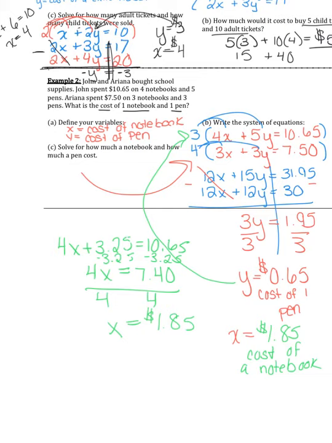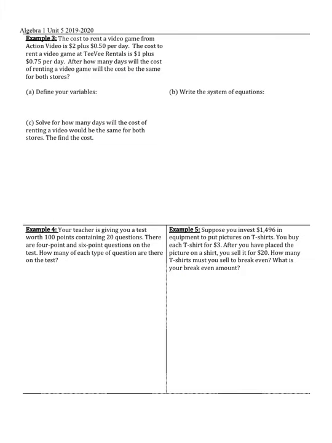All right, let's go on to the next page. So third example. See, there are so many different types of word problems. It's just best that we keep trying different ones. So it says the cost to rent a video game from Action Video is $2 plus 50 cents per day. So I'm going to underline that. That's pretty important. The cost to rent a video game at somewhere else is $1 plus 75 cents per day. After how many days will the cost of renting a video game be the same? So we want to know after how many days. I'm going to put that in red, because this is how we know what we're looking for in defining our variables.